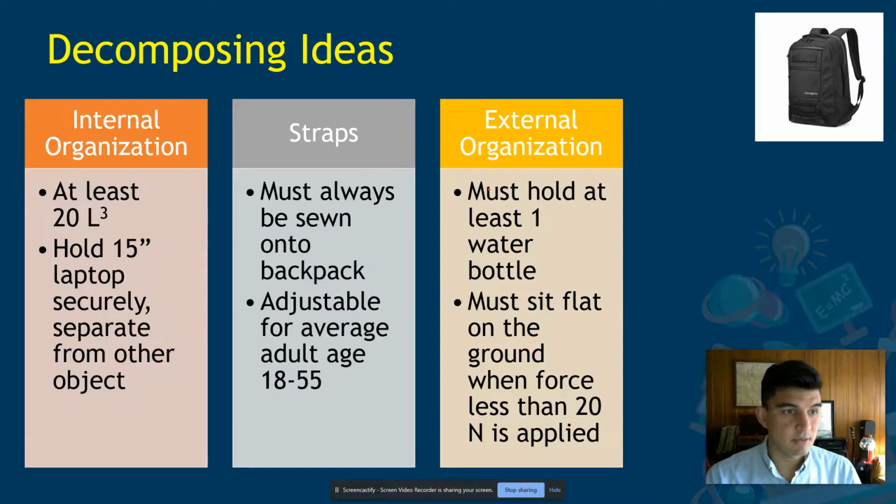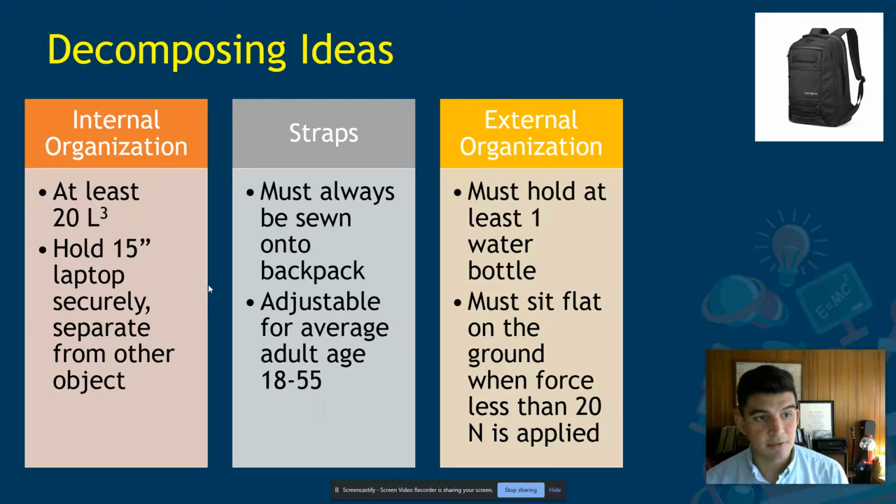One example of decomposing ideas could be taking that idea of internal organization, straps, and external organization, and then setting design criteria within each. Perhaps in internal organization, we would say that it holds at least 20 cubic liters of material, but it also must hold a 15-inch laptop securely, separate from any other objects.